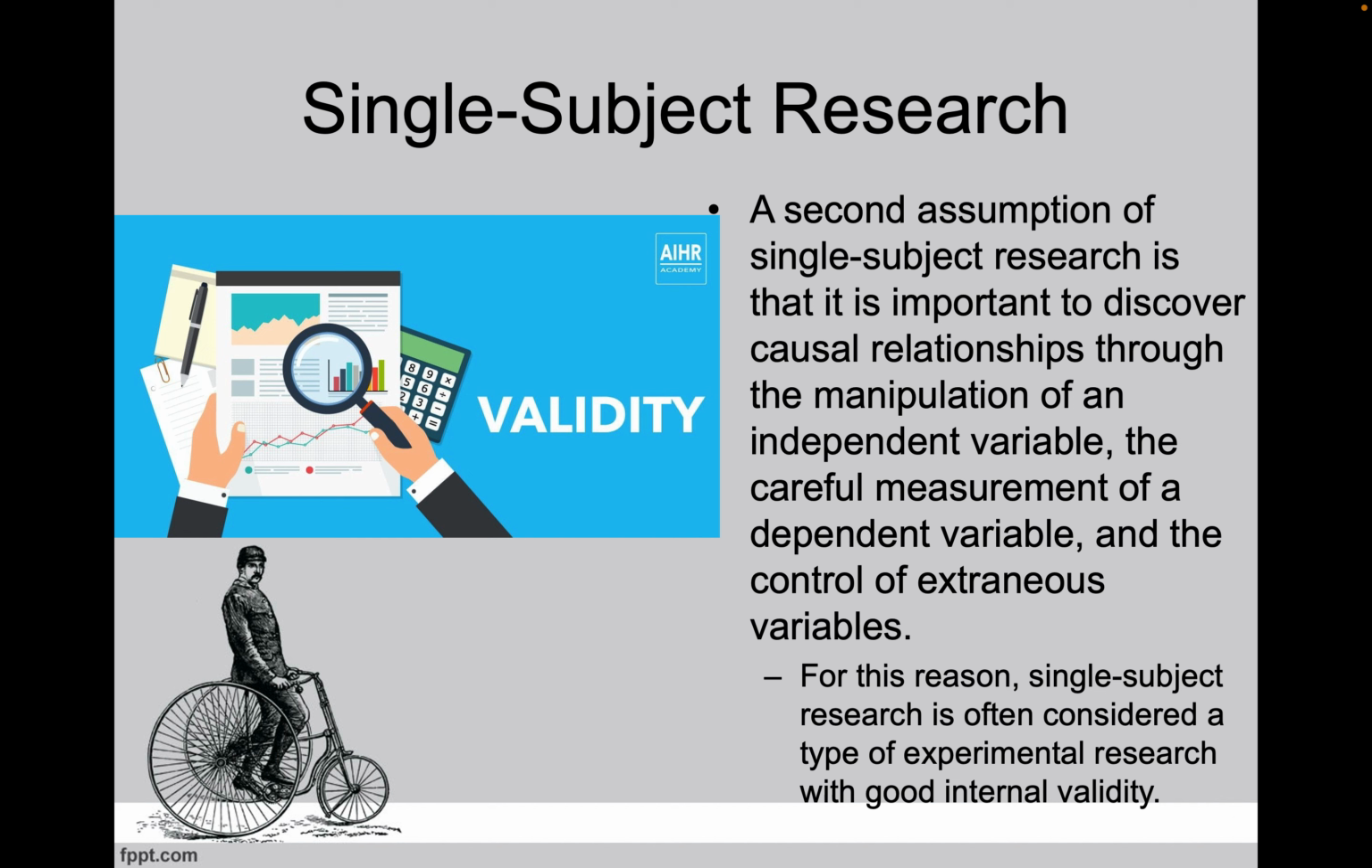A second assumption of single subject research is that it is important to discover causal relationships through the manipulation of an independent variable, the careful measurement of a dependent variable, and the control of extraneous variables. For this reason, single subject research is often considered a type of experimental research with good internal validity.